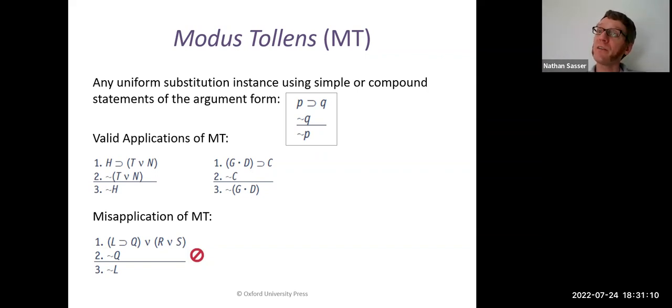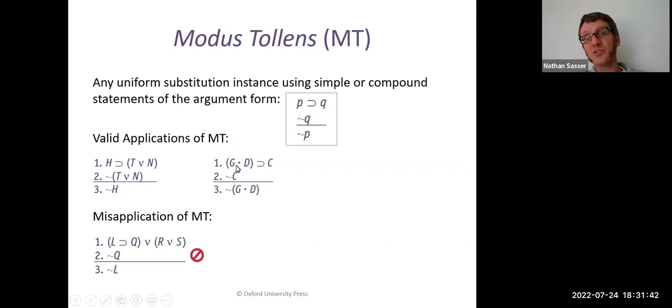So what do we know? What can we validly infer from that? Well, therefore, P must not be true. So you move from a conditional to the denial of the consequent to then the denial of the antecedent. Here are the valid applications. If H, then T or N. Well, it's not the case that T or N. The consequent's false. Therefore, we can conclude by Modus Tollens that it's not the case that H.